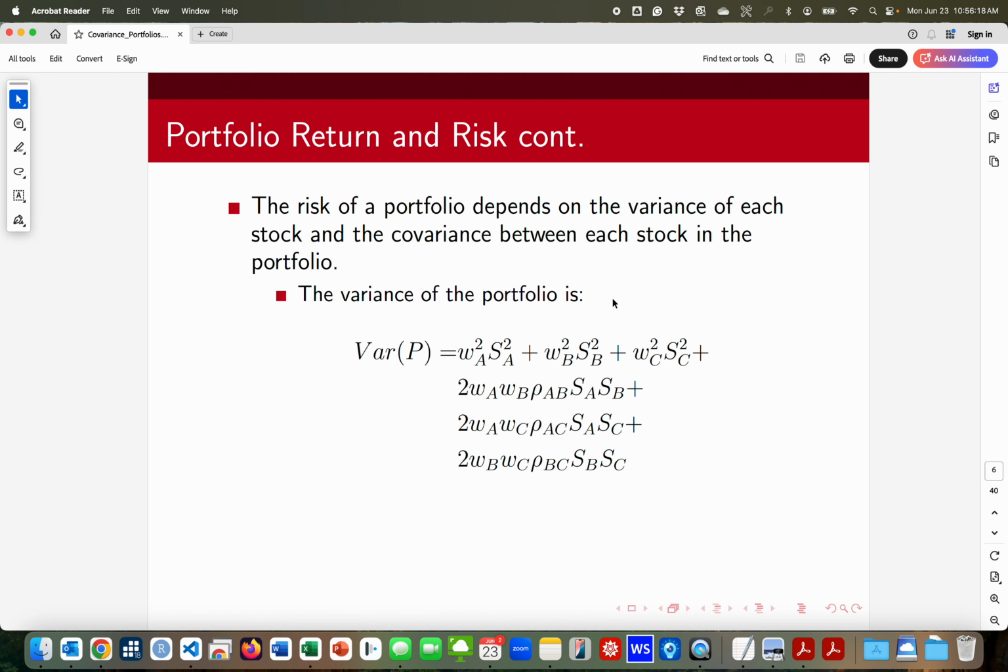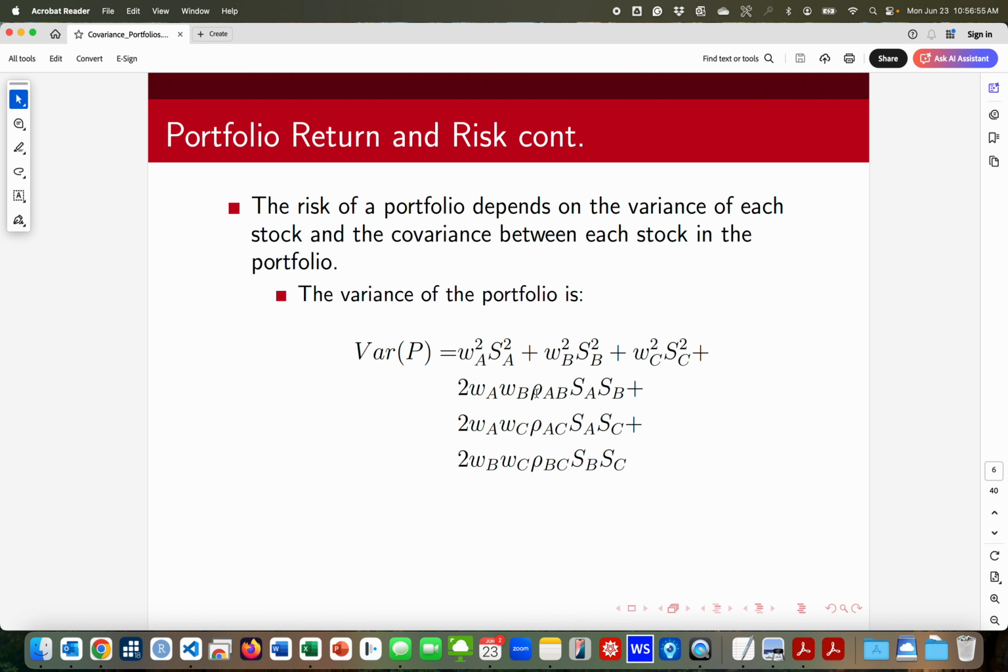And that's what we see right here. So notice the variance of a portfolio is the squared weights times the variances of the individual components. So this is the squared weight of A times the variance of A, squared weight of B times the variance of B, squared weight of C times the variance of C. This is 2 times the weight of A times the weight of B. This term right here is the covariance between A and B. So rho AB is the correlation between A and B multiplied by the standard deviation of A times the standard deviation of B.